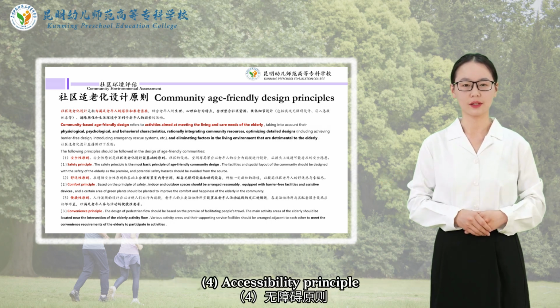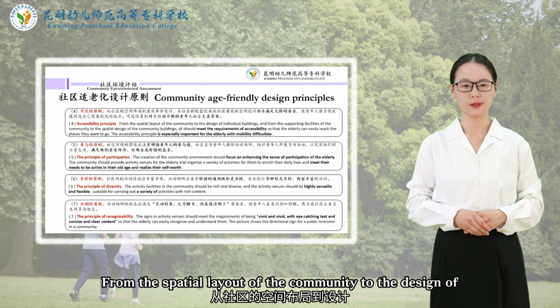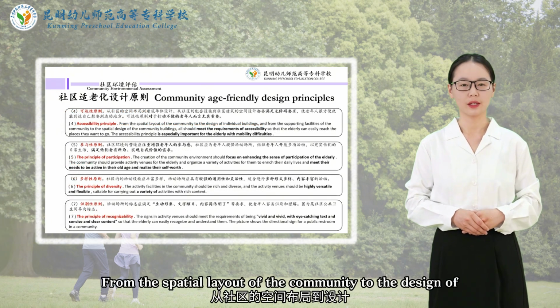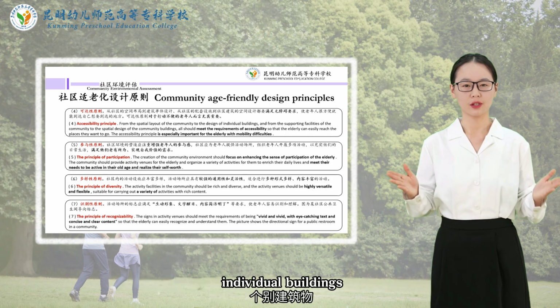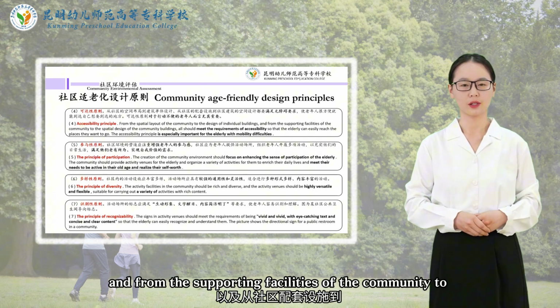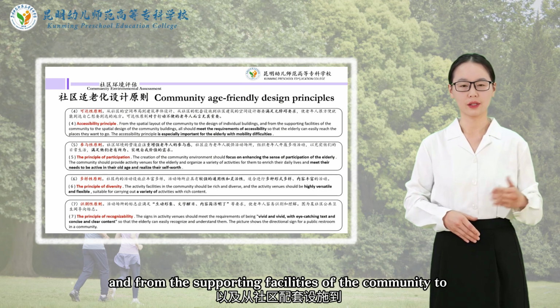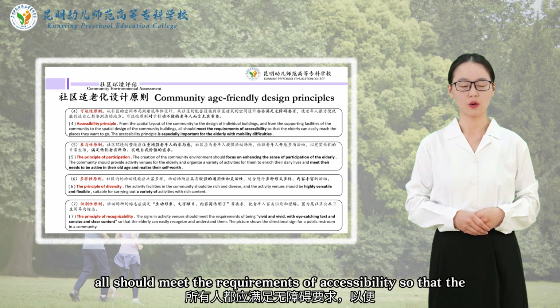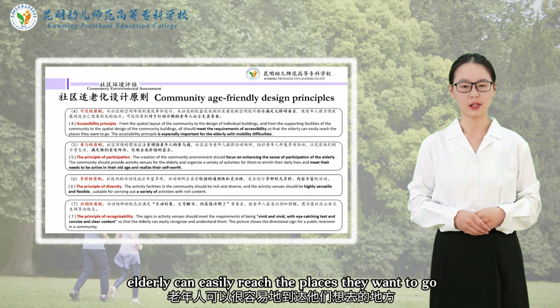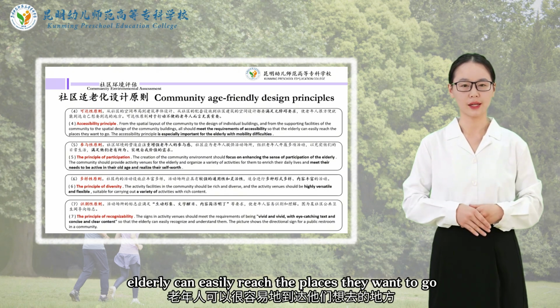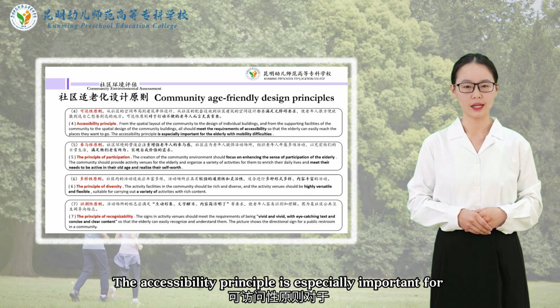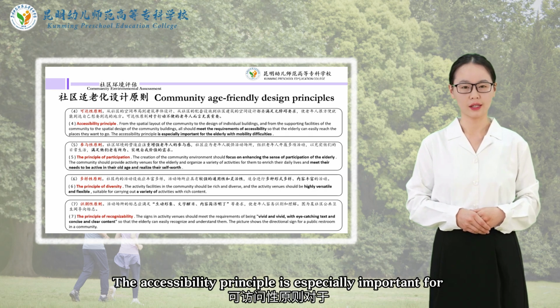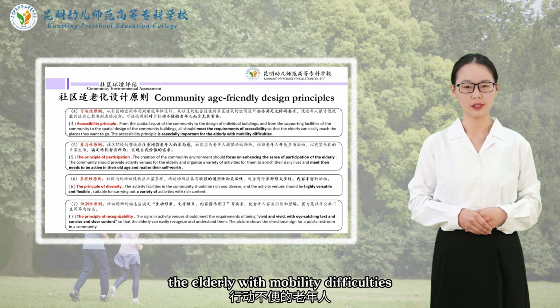4. Accessibility principle. From the spatial layout of the community to the design of individual buildings, and from the supporting facilities of the community to the spatial design of the community buildings, all should meet the requirements of accessibility so that the elderly can easily reach the places they want to go. The accessibility principle is especially important for the elderly with mobility difficulties.